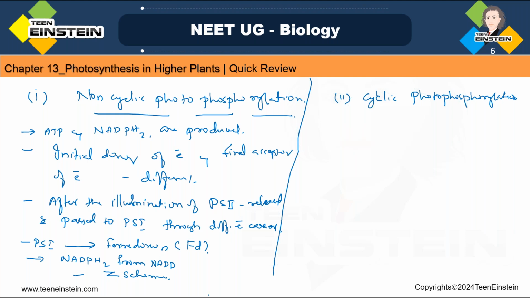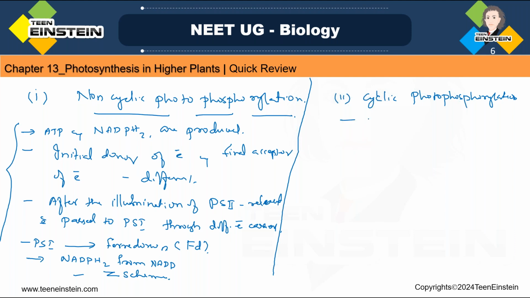Okay, so here the final acceptor and the initial donor of electron are different. After illumination of PS2, when the electron is released, it passes to PS1 through various electron carriers. Then from PS1, the electron is finally given to ferredoxin, and that helps in the synthesis of NADPH2 from NADP. Due to the characteristic shape, it is called the Z scheme. All these are previous year questions. From previous year questions, I'm selecting and giving the points.